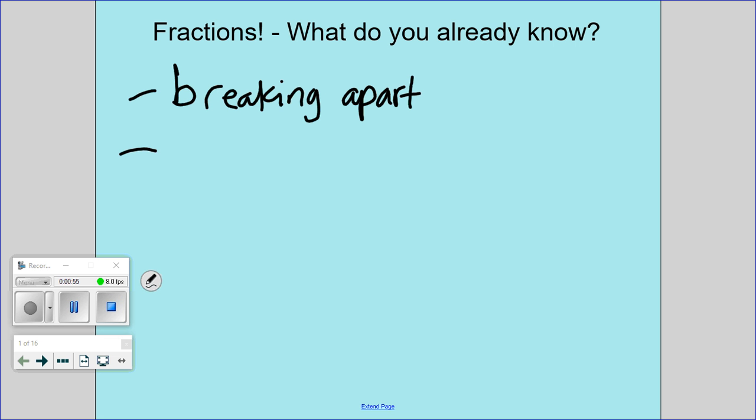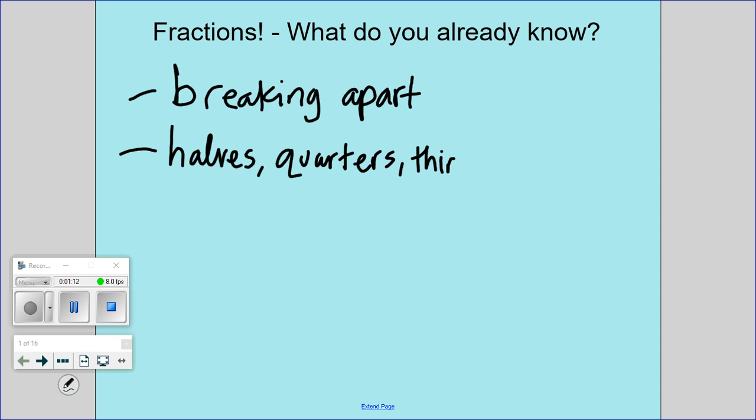That it involves halves, quarters, and thirds. So we have halves, we have quarters, we have thirds. These are all fraction words. Good. Aiden?